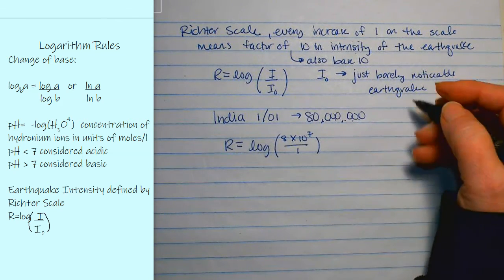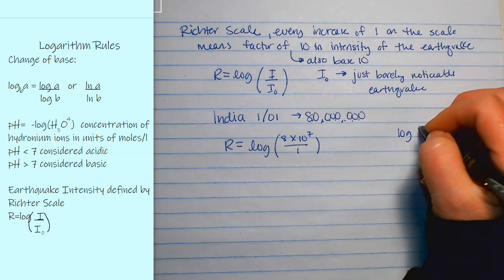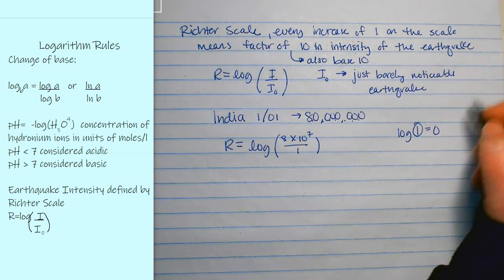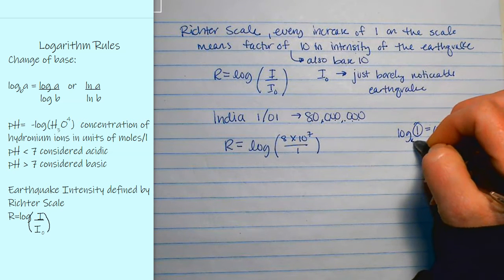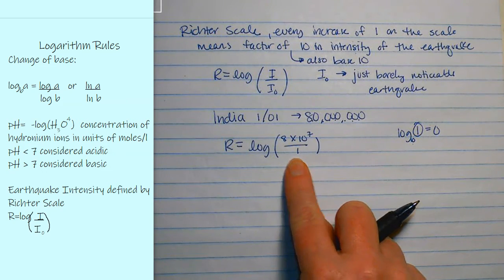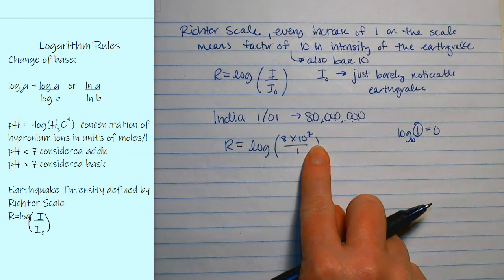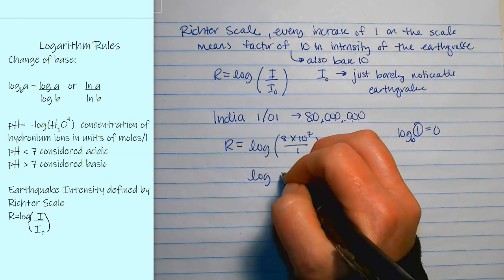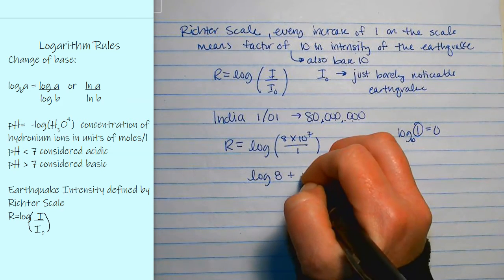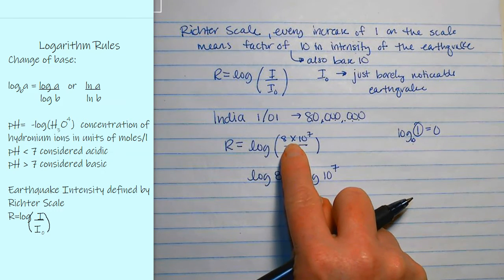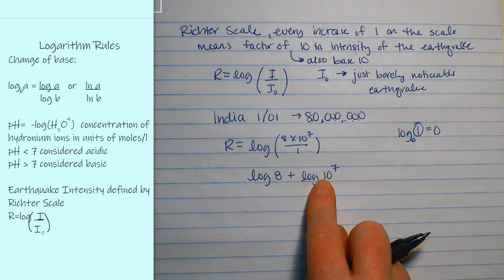So the 1 comes from log base 10 of 1. That exponent has to be 0. So this would be 10 to the 0 equals 1. There's a 1 here. So we are going to separate this out. We're going to say that this is log base 10 of 8 plus log base 10 of 10 to the 7th. Because there's multiplication here, we're going to separate it into addition.